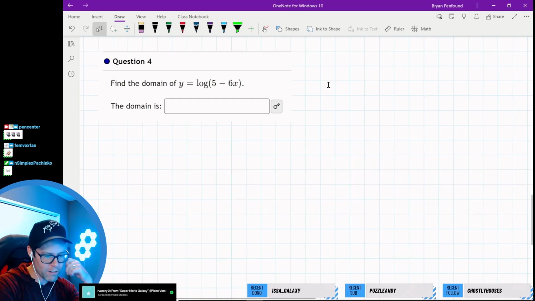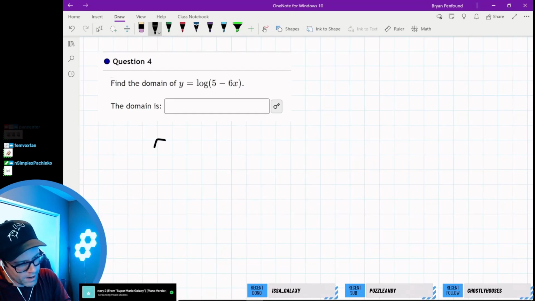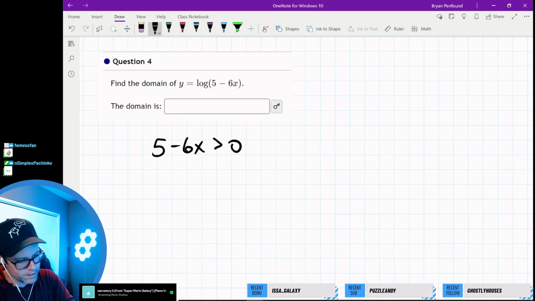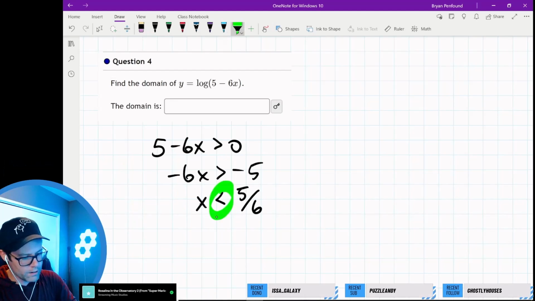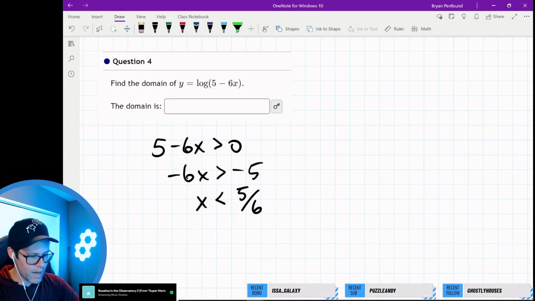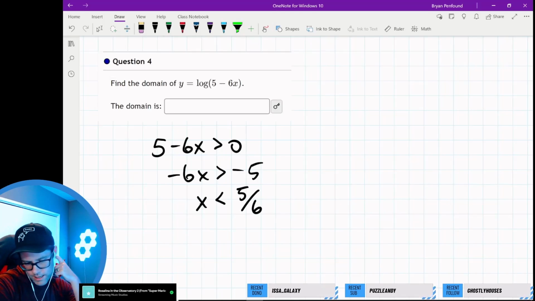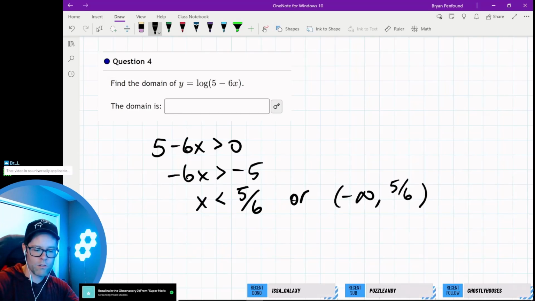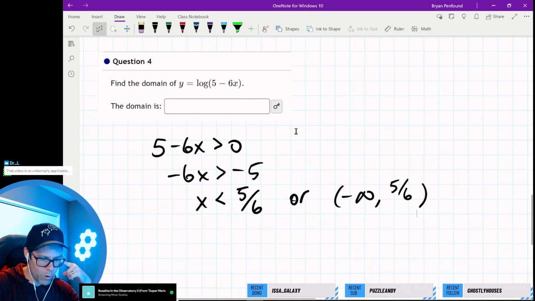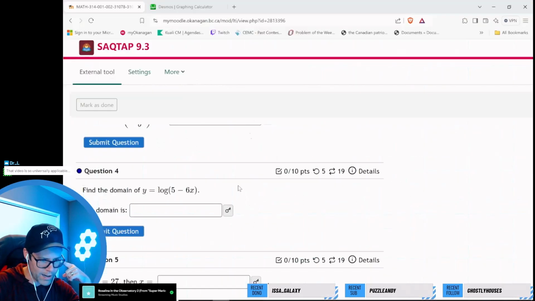Find the domain of log 5 minus 6x. So we know that 5 minus 6x has to be positive, which means that negative 6x must be bigger than negative 5. We can divide both sides by negative 6, but that means we have to swap the order of the inequality. So I believe that x would have to be less than 5/6, and if we want to write that in interval notation, that could be from minus infinity up to 5/6. We're going to use a round bracket here. We don't want to include that endpoint, otherwise terrible things will happen. Log of 0 is no bueno.